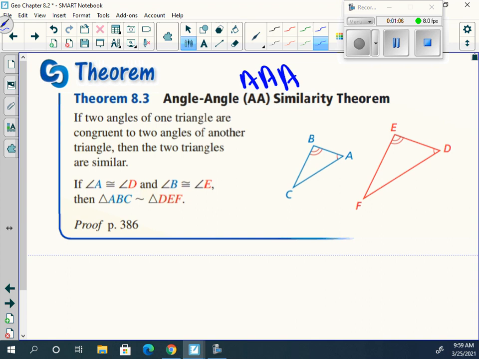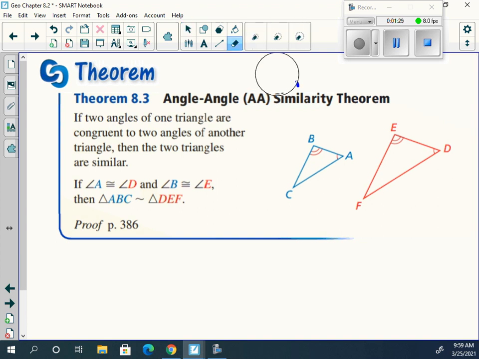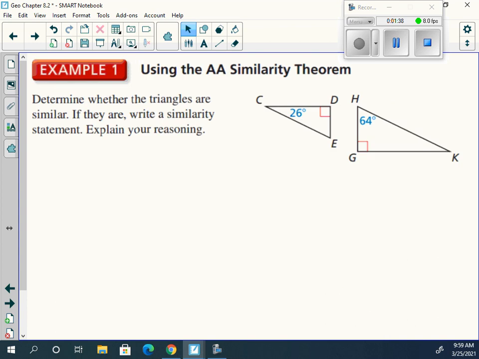Now, if we remember back to last semester when we talked about congruency, we said angle-angle-angle was not congruent. It doesn't work because we can make the triangle bigger or smaller. So with similarity, it works because we're not worried about the shapes being the exact same. They just need to be similar, scaling it up or down. So as long as we have two angles congruent in both of the triangles, then we can say that they are similar. And then we can write our similarity statement.